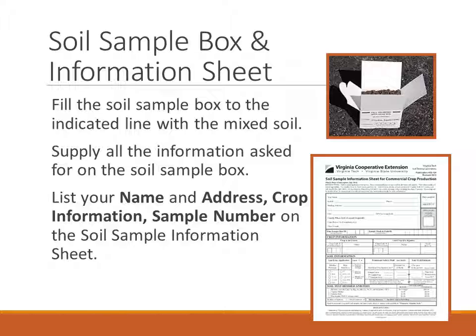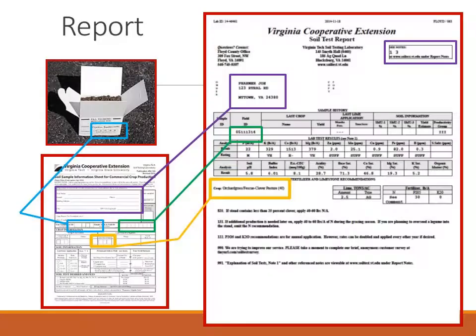On the soil sample information sheet, list your name and address, crop information, and the sample number. You will see that the information on the soil box and information sheet will match. This is the information that tells the soil test technician which result data will be most helpful for making decisions about amending your soil.